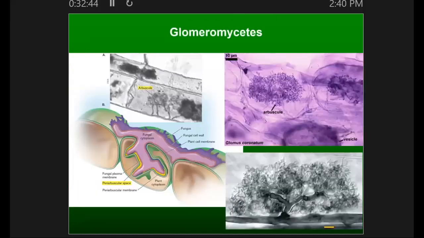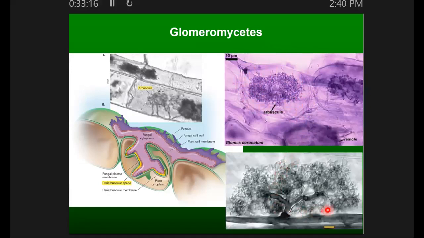So this is some visual images of the glomeromycetes. The reason they give them these huge long terms, the arbuscular mycorrhizae, is that when you look at them, what you're seeing in the top right is a plant root that's been cut longitudinally, and now you're looking at some individual plant cells. If the fungus is associating with this plant root, they can form these arbuscules, is what it's called.